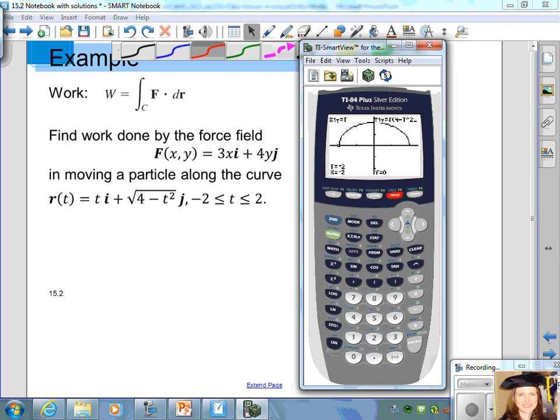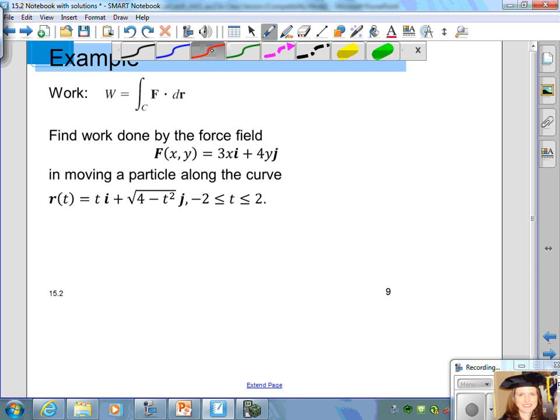So to do this, we need to replace the x and y in the vector field itself with what it equals on the path. And then we also want to find r prime of t, and then we're going to do the dot product of those. So let's go ahead and find r prime of t.